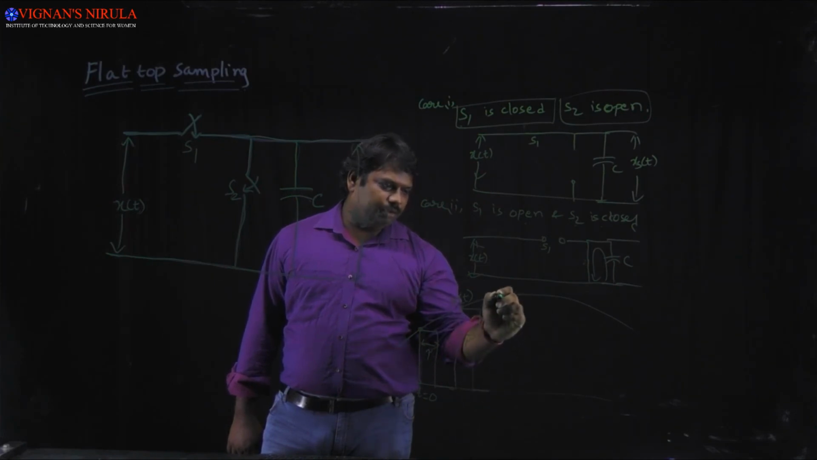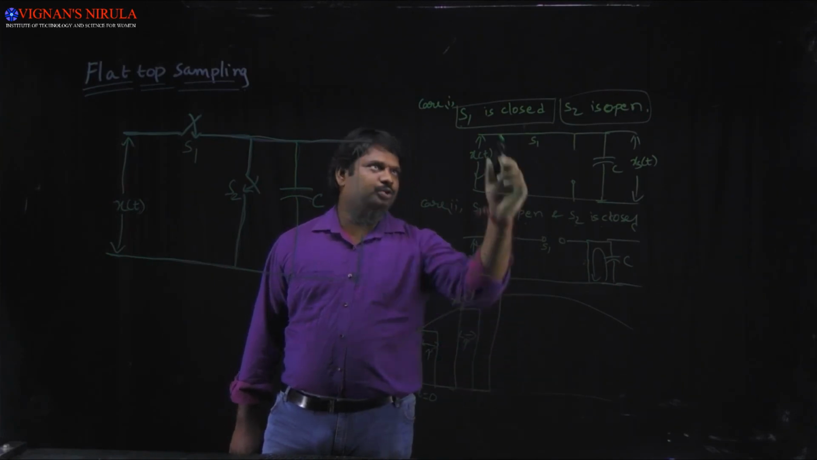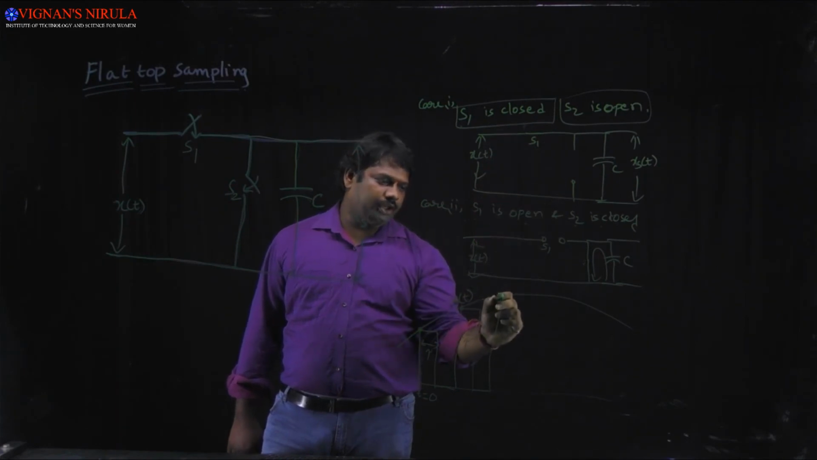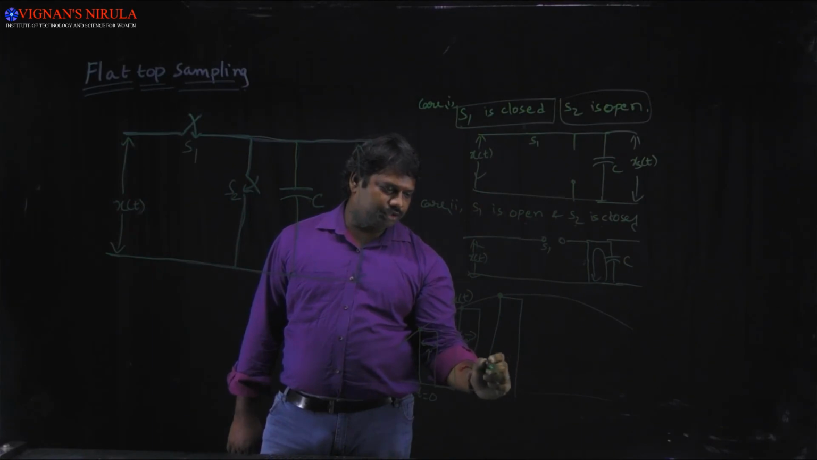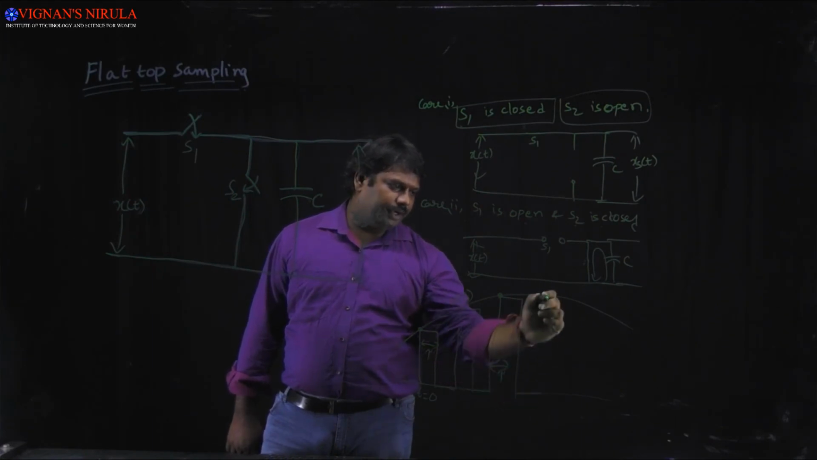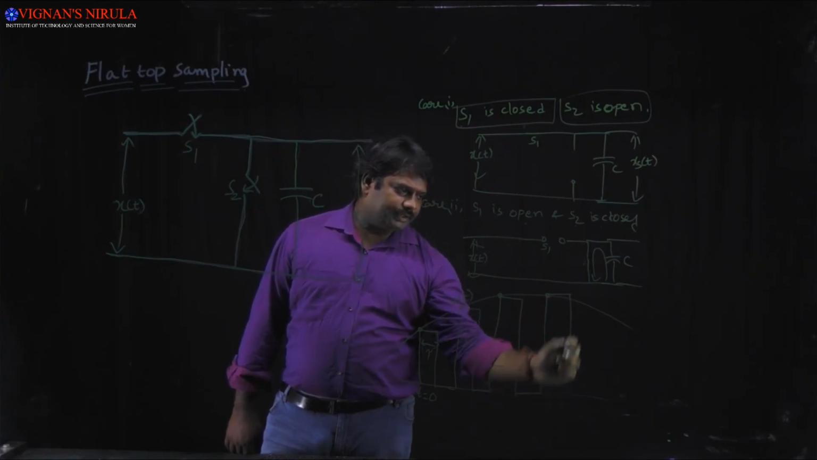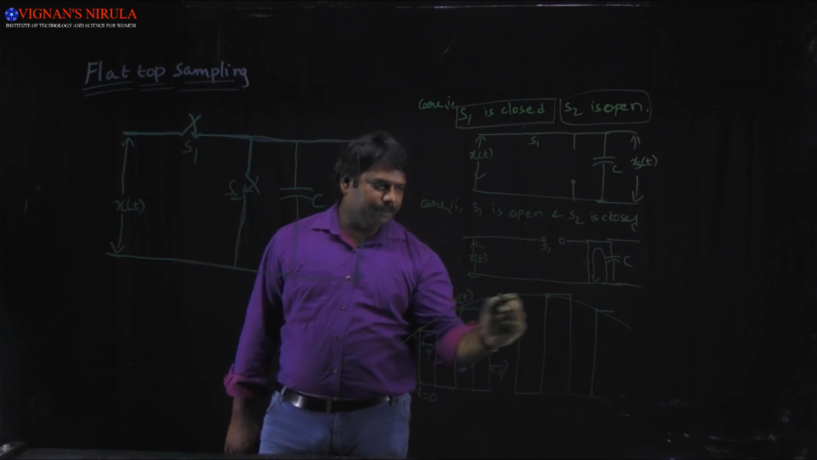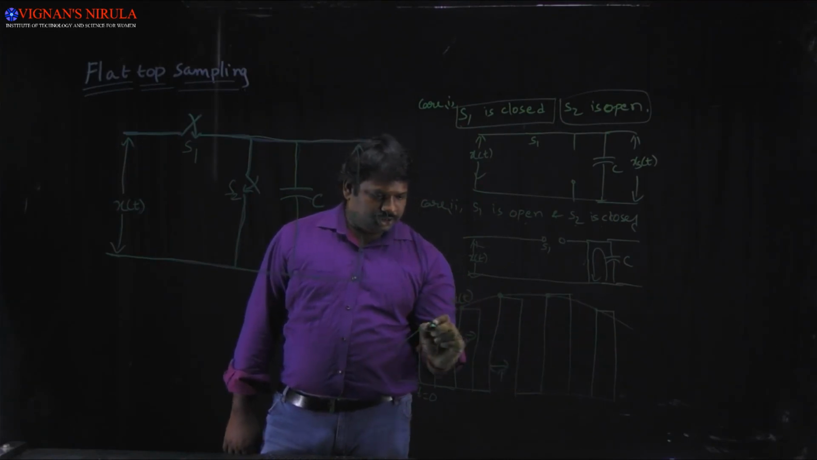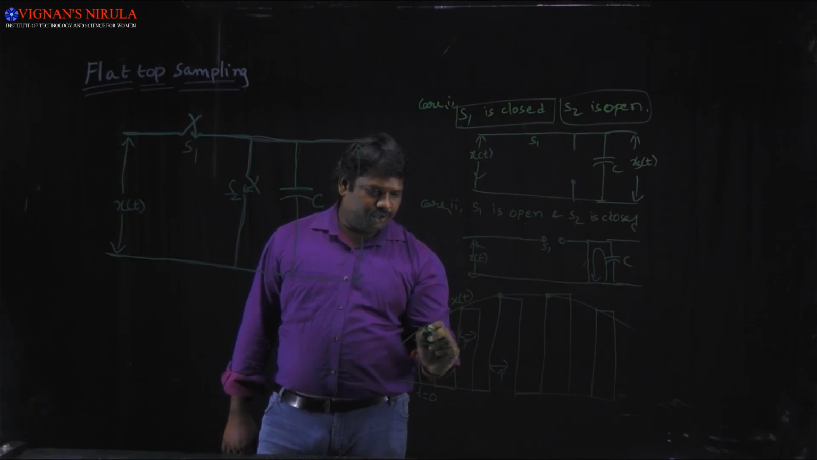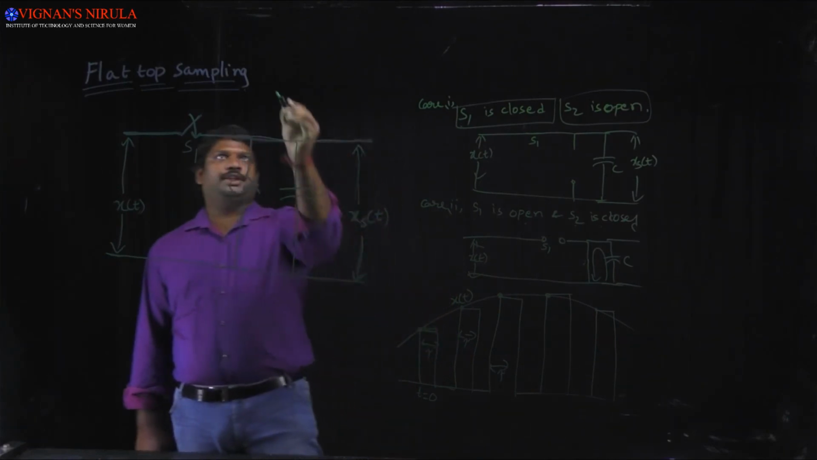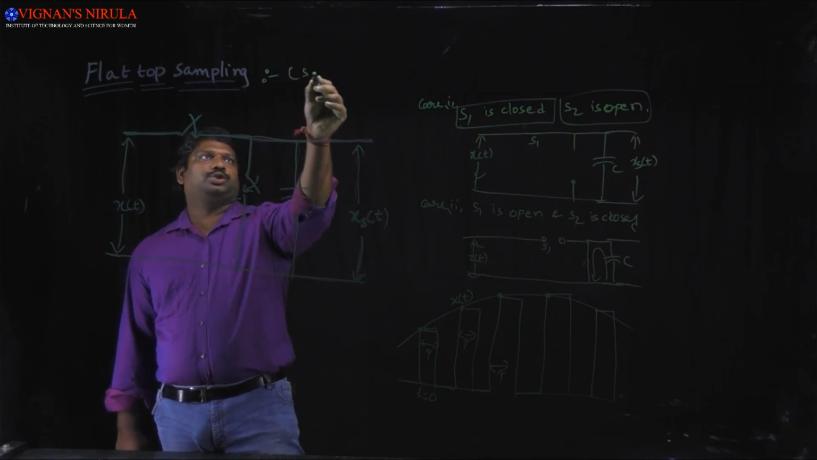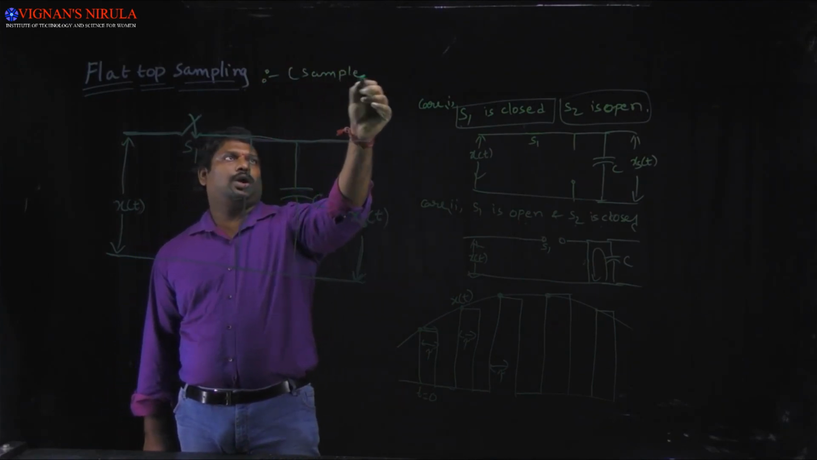Again the same action will be repeated when S1 is closed and S2 is open. Therefore again we'll pick up one more sample and it is held for a particular duration of tau. Like that the same process repeats. We take the samples at regular intervals and each is held for a particular time. That's why this technique is also called the sample and hold circuit.